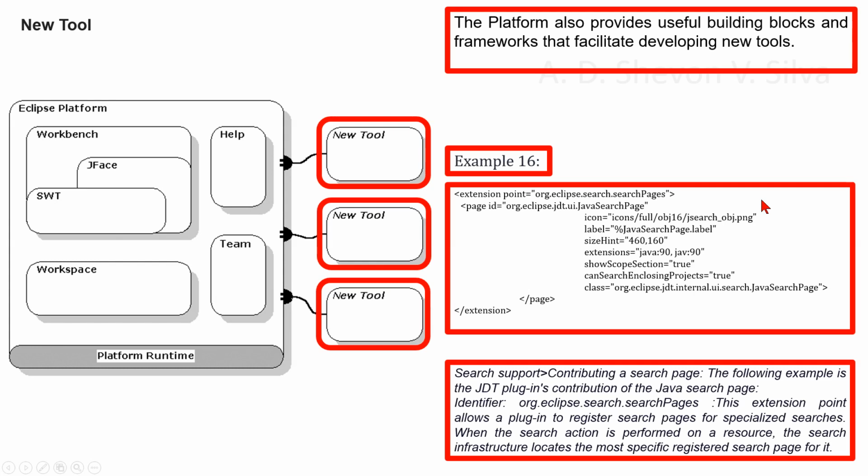Markup for contributing a search page is straightforward. Following is an example, the JDT plugin's contribution of the Java search page. The class that implements the search page must be specified. This class must implement the ISearchPage interface and typically extends DialogPage. The label and icon that can be used to describe the search in the search dialog are also specified. Additional parameters control the size of the page and the location of the page within the search dialog.